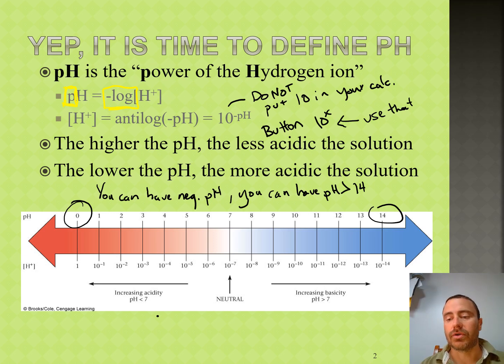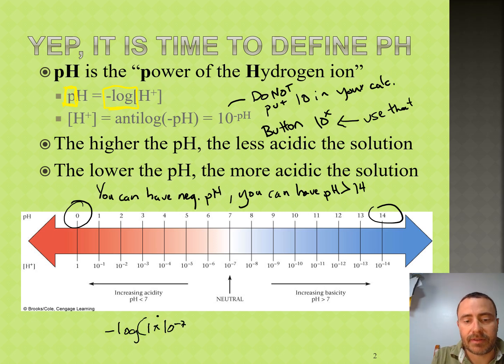Notice that neutral has a pH of 7. That is when our H plus concentration is equal to 1 times 10 to the minus 7th. We learned that. And so the negative log of 1 times 10 to the minus 7th is 7. Hey, look at that. That gives us that neutral value.